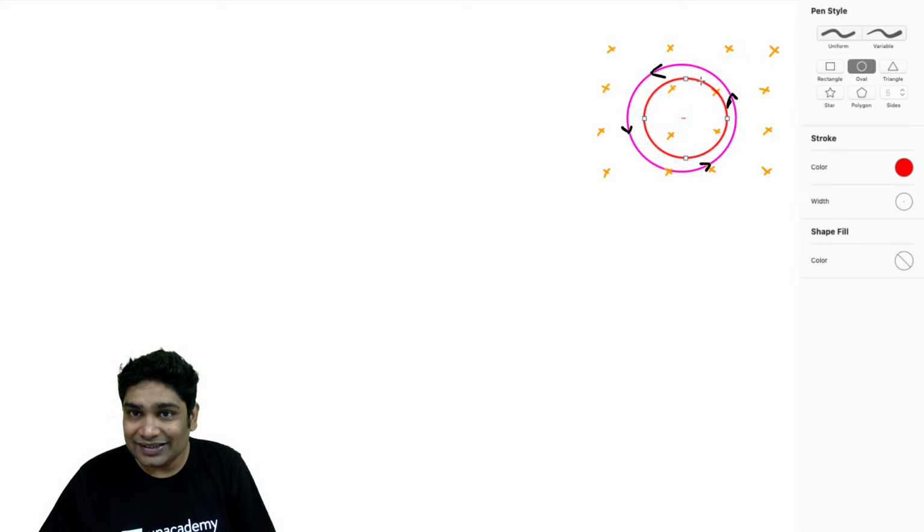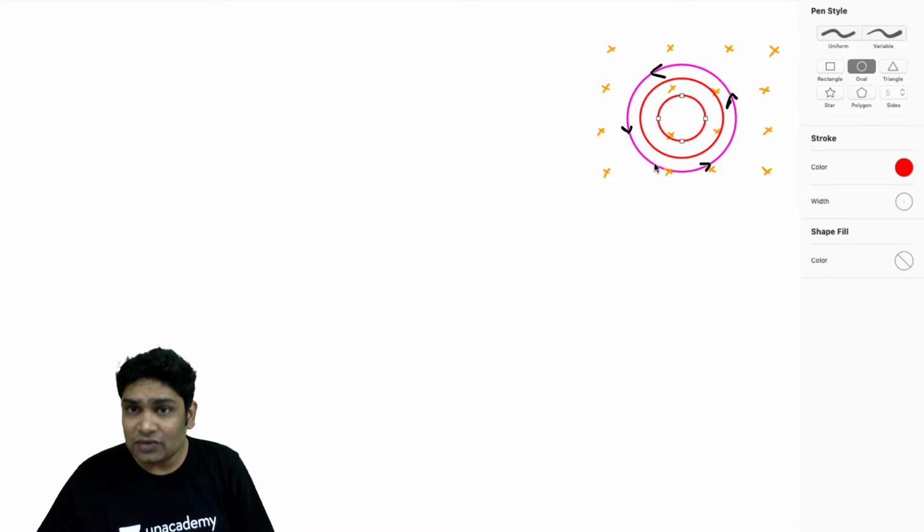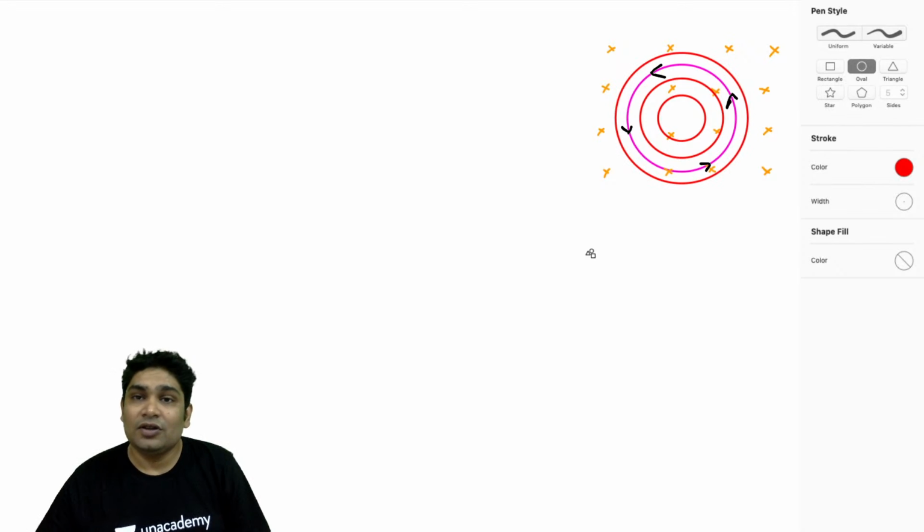Imagine that there is this, and let's draw ourselves a smaller circle. That is what is happening in the entire region. You will have such circular electric field lines being induced, like this. Imagine that. So that is what is happening.